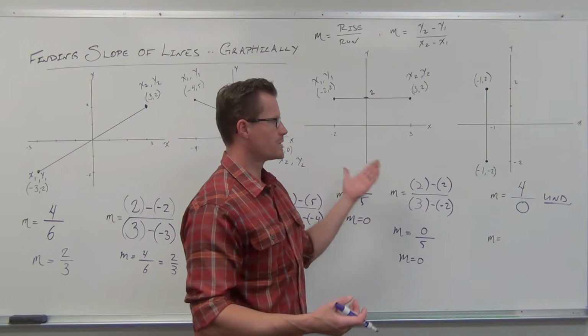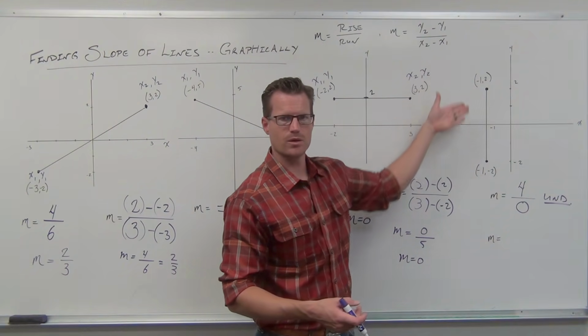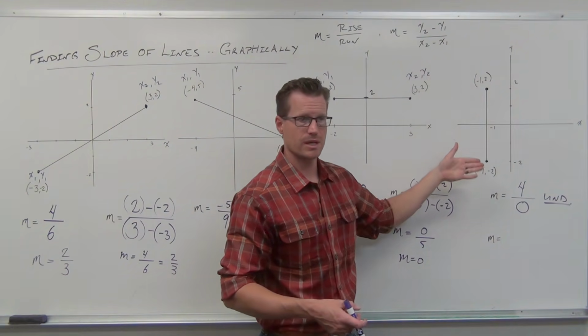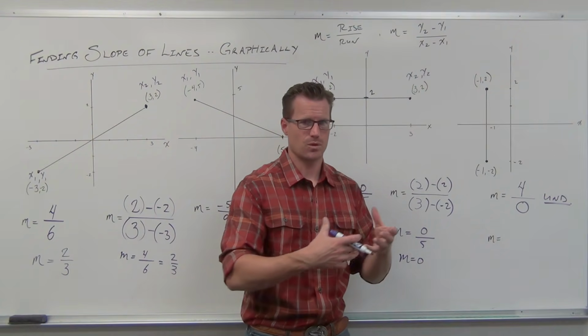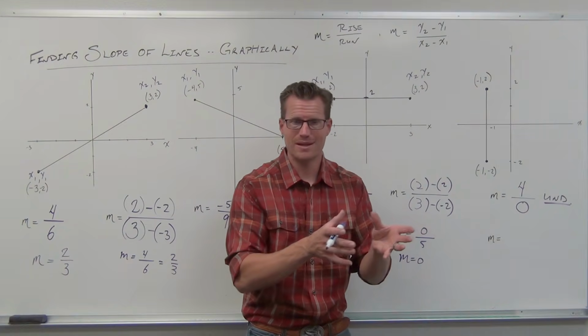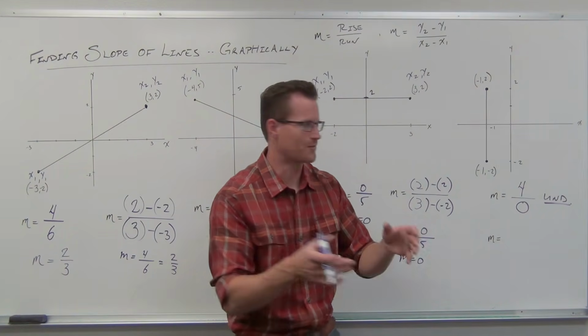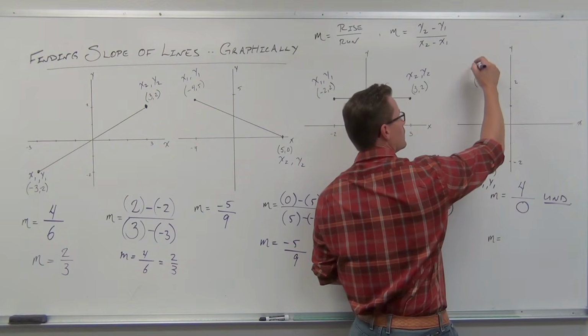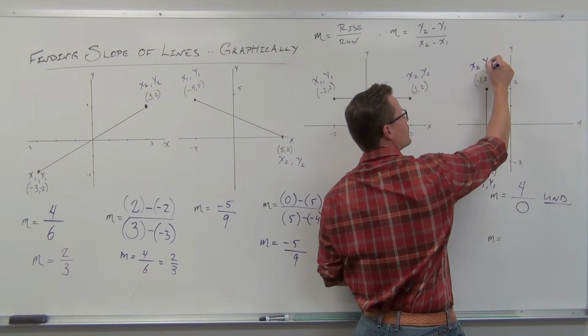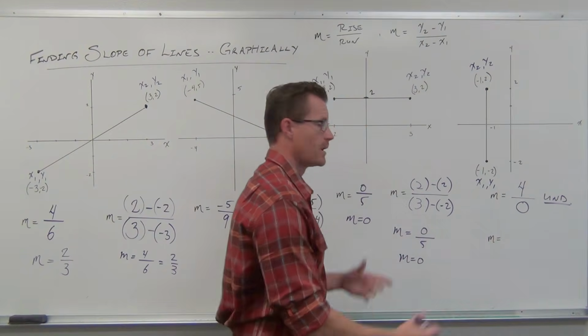Now, what if you wanted to do it the other way? Which one's x1, y1, which one's x2, y2? It doesn't really matter, but because there's no point on the left, or the point on the right, there is no left or right, that should be your first indication that you're getting undefined. Let's call this one x1, y1, and this one x2, y2. Create a fraction.